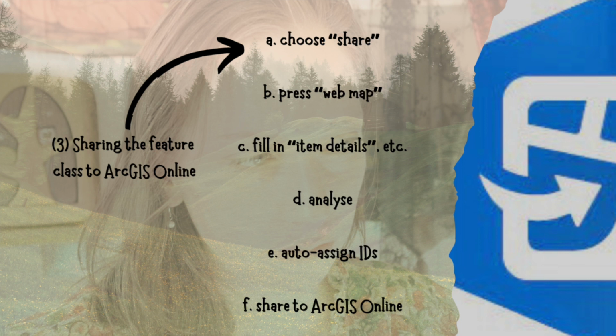Now that we have prepared our new feature class in ArcGIS Pro, we are ready to share the feature class to ArcGIS Online, which is a pretty straightforward step. First, we choose Share from the Pro menu bar, then we press Web Map, fill in the item details and everything else. We click Analyze, and today we will have to auto-assign IDs, which Pro does for us, which is convenient, and then we share to ArcGIS Online.